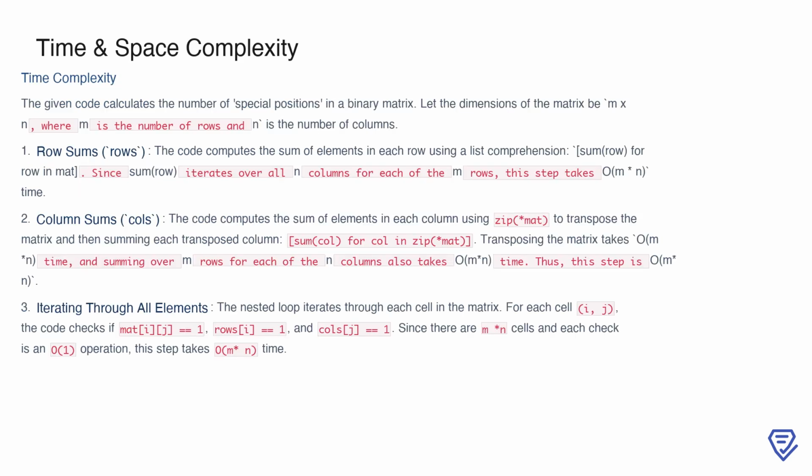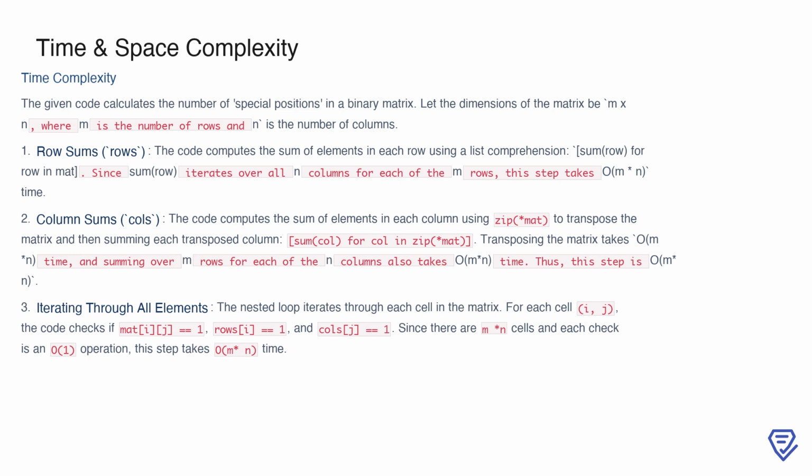To analyze the time complexity of the solution, consider the operations performed in the code. First, the row sums are calculated by iterating through each row and summing its elements. Since there are m rows and each row contains n elements, this step requires m*n time. Next, the column sums are computed by transposing the matrix and summing each column. Transposing involves rearranging the rows as columns, which is an m*n operation. Summing the elements in each transposed column, given that there are n columns and each contains m elements, also requires m*n time. Finally, the nested loop iterates through each element in the matrix.